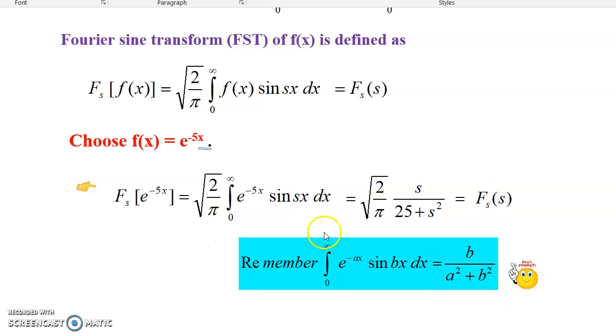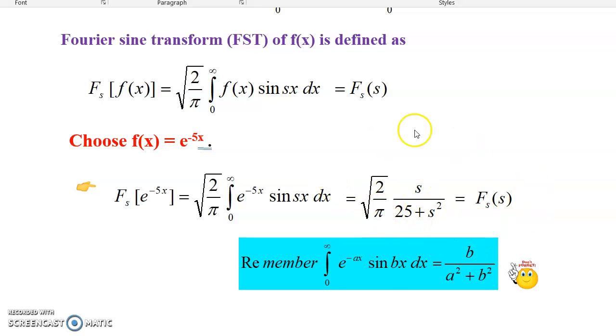Already root of 2 by pi is sitting outside, multiplied by b. So in the place of b you have s, giving s by a squared plus b squared. What is going to be a squared? See, a is 5, so a squared will be 25, plus b squared. b squared is s squared.